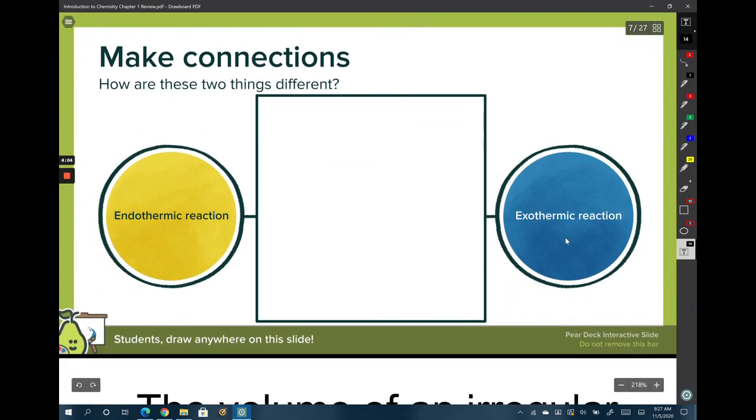How are these two things different? We have an endothermic reaction. We have an exothermic reaction. So if you remember, in an endothermic reaction, what happens to heat? Heat is absorbed. And in an exothermic reaction, heat is given off. So endothermic, endo means it enters or comes into, heat is absorbed. Exothermic, exo meaning it exits or it leaves, heat is given off.